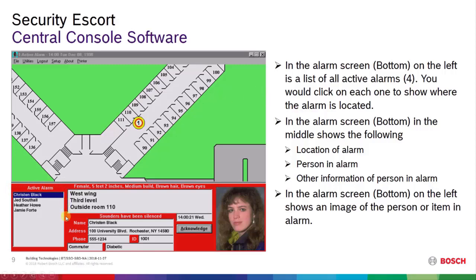This is the alarm activation window. This shows the number of people currently in alarm. And this window shows the alarm location. Below the alarm location is the description of the person or thing or item that is currently in alarm. You process this alarm by pressing acknowledge and then properly resetting it with a password.